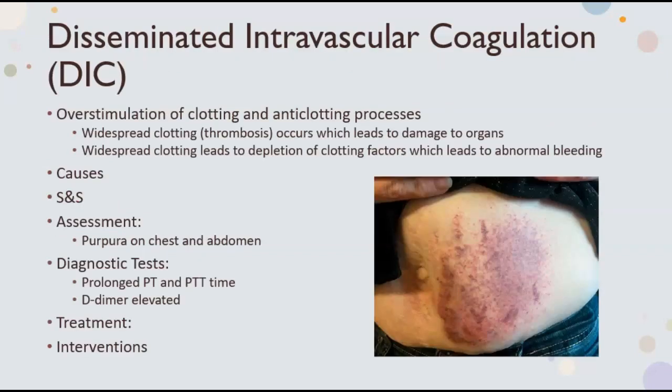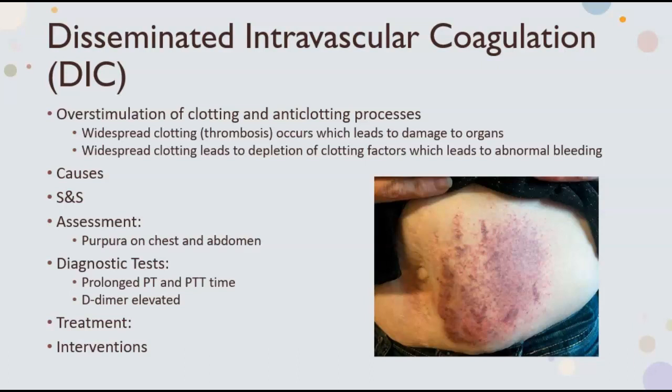Finally, we will talk about disseminated intravascular coagulation, or DIC. In general, it's the overstimulation of the clotting and anti-clotting processes. So there is widespread clotting or thrombosis that occurs, and that leads to damaging of the organs. Then this widespread clotting leads to the depletion of clotting factors, which leads to abnormal bleeding. So they basically have clotting and bleeding that can occur at the same time.